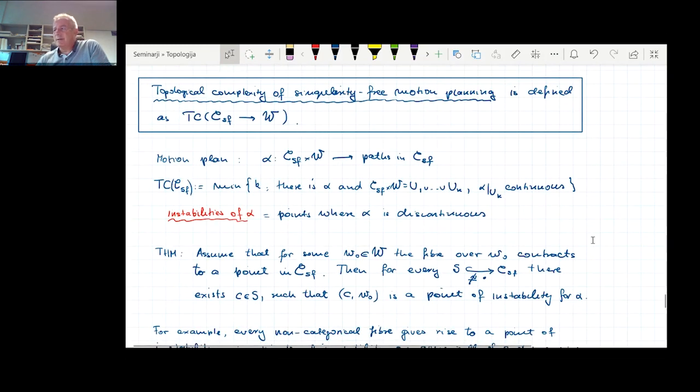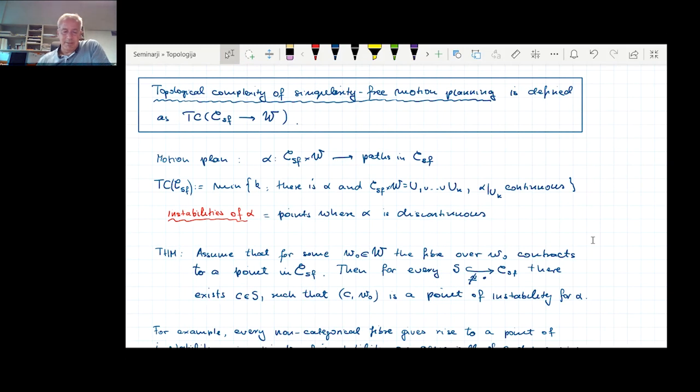So the question is, you take some motion planning. It must be discontinuous most of the time. So the question is, if you look at some specific algorithm, how many points of discontinuity can there be? So Michael Farber, in one of the first papers, considered the degree of instability. So how many different choices you can have around some point. But this question is different. This question is about what is the size of the set of instabilities. And it turns out that it must be quite big.